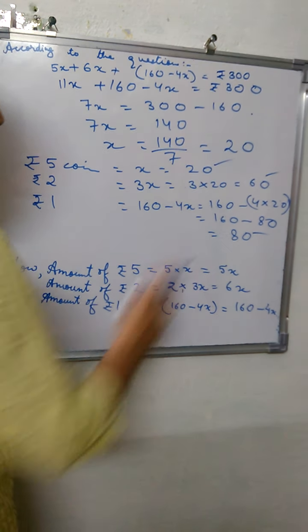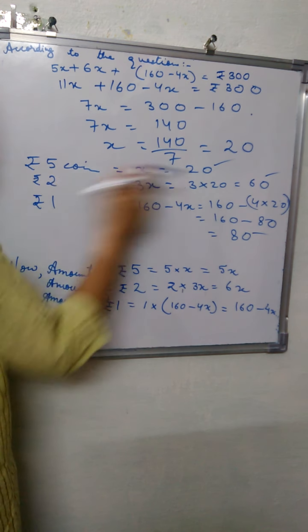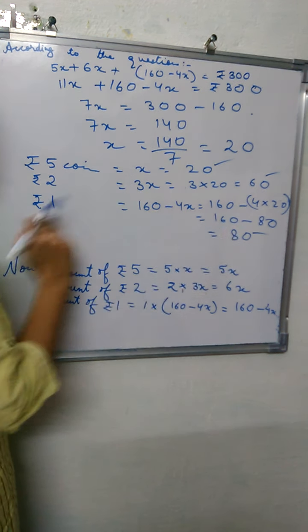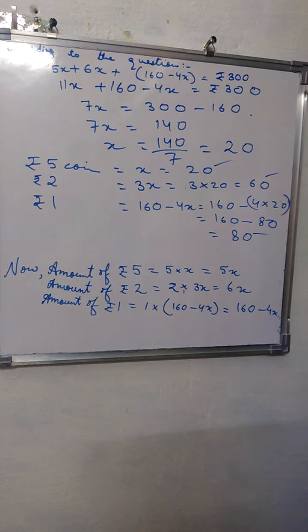So this is your answer, 20 coins, 60 coins and 80 coins. If you add these, your total will come up to 160. And if you multiply these with the values, that is 5 into 20, 2 into 60 and 1 into 80, and then add, then you will get the total of rupees 300.